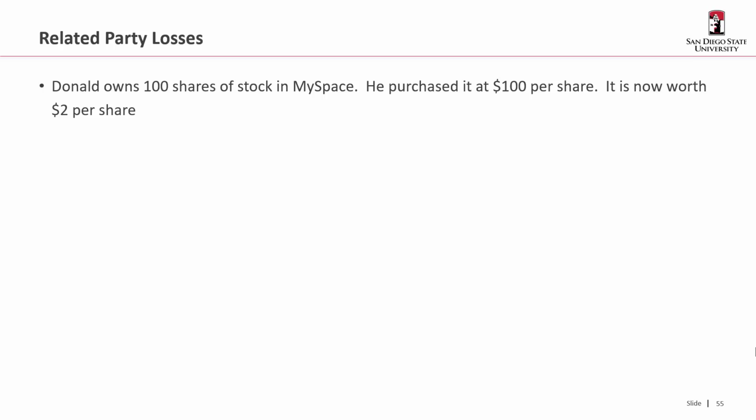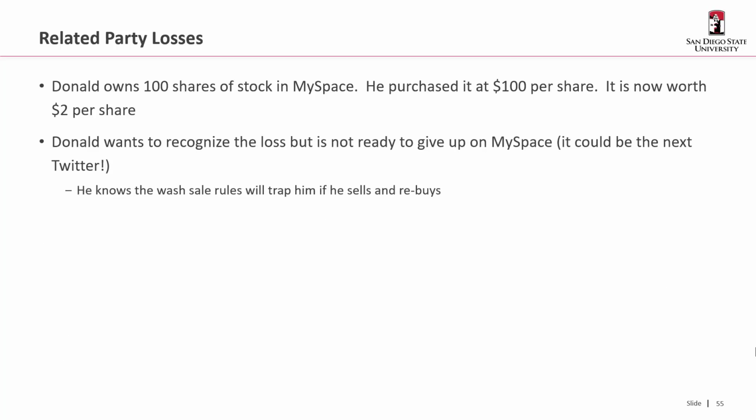The other form is in the form of a loss. So in this case, Donald owns 100 shares of stock in MySpace. He purchased it at $100 per share, and now it's only worth $2 a share. So Donald wants to recognize the loss, but he's not quite prepared to give up on his MySpace stock yet, thinking it might be the next Twitter. Now, he knows that the wash sale rules would trap him, so he can't do a sale and a quick buyback, or a buyback and then a quick sale.